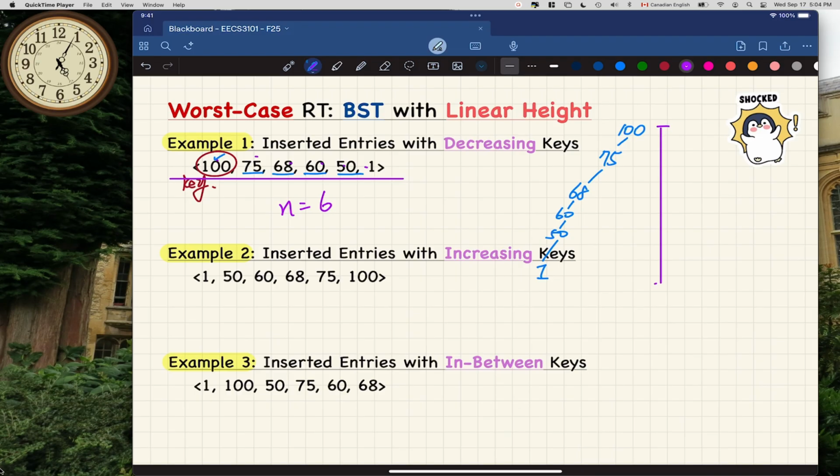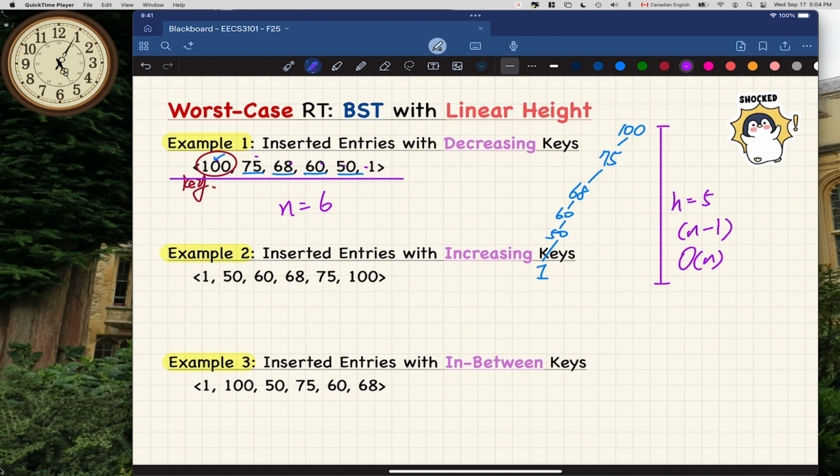The height of the tree is about the number of edges from the bottom leaf all the way to the root. So we got 1, 2, 3, 4, 5. So the height is equal to 5, which is about n minus 1. So it's a big O of n.